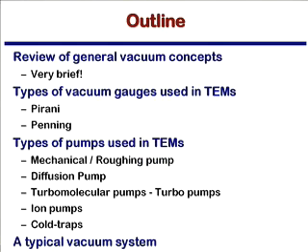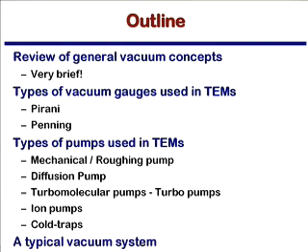Okay. What I want to do is just give a very brief overview of some of the concepts in vacuum science, with a focus really on how pressure determines contamination, because that's the thing we're most interested in. We'll talk a bit about the types of gauges and the types of pumps, and then I'll walk you through the typical vacuum system that was used in the TEM, something like the one on the 2000 FX.